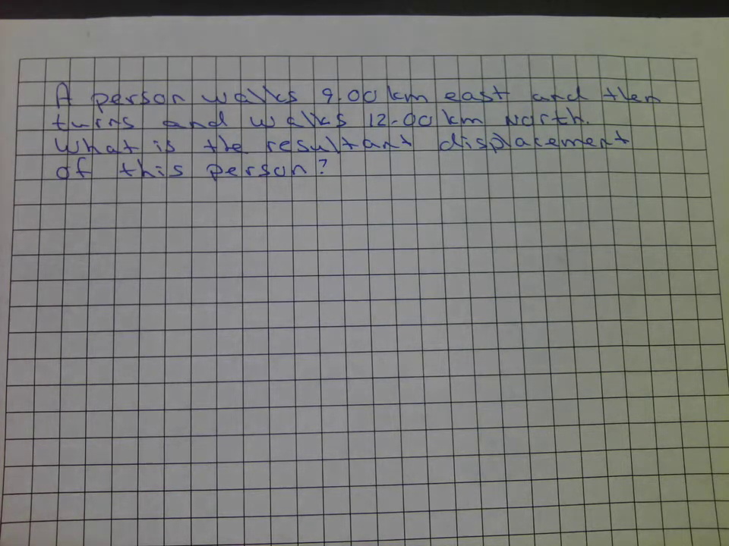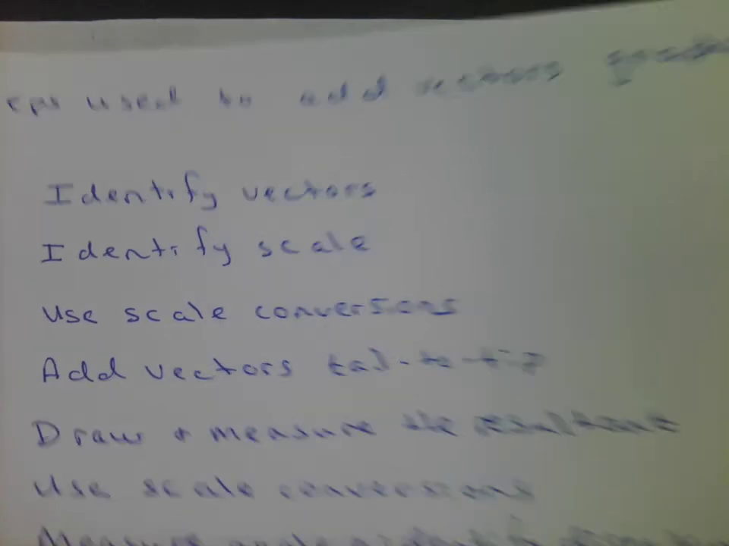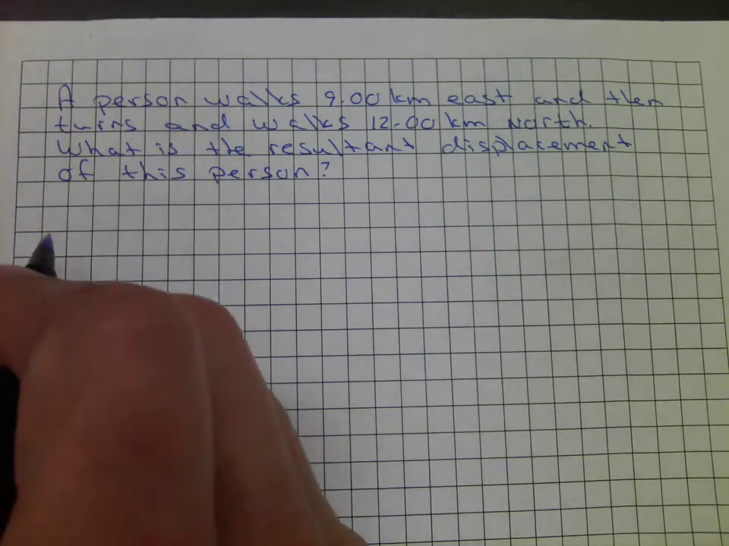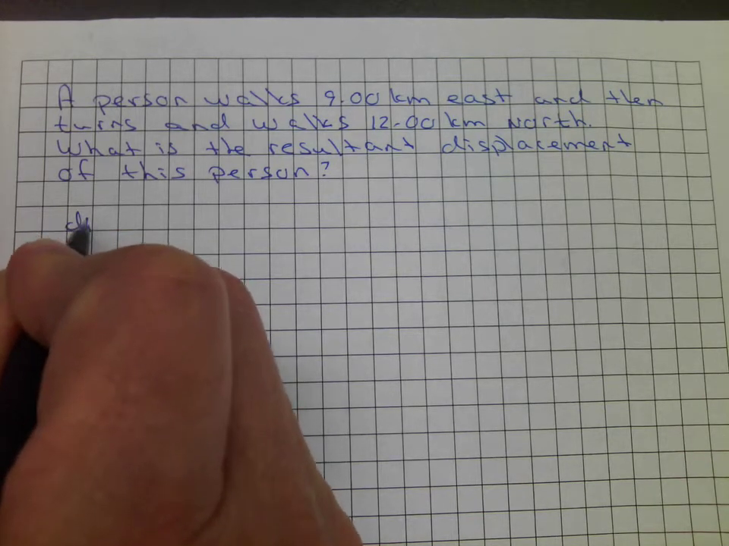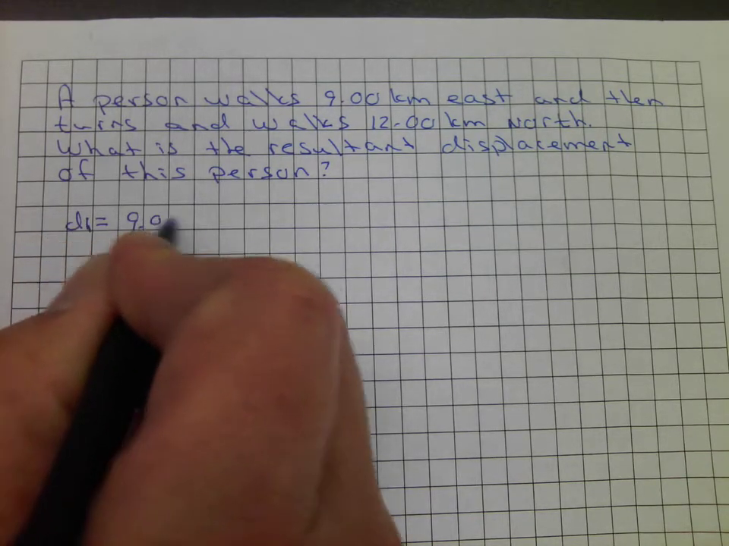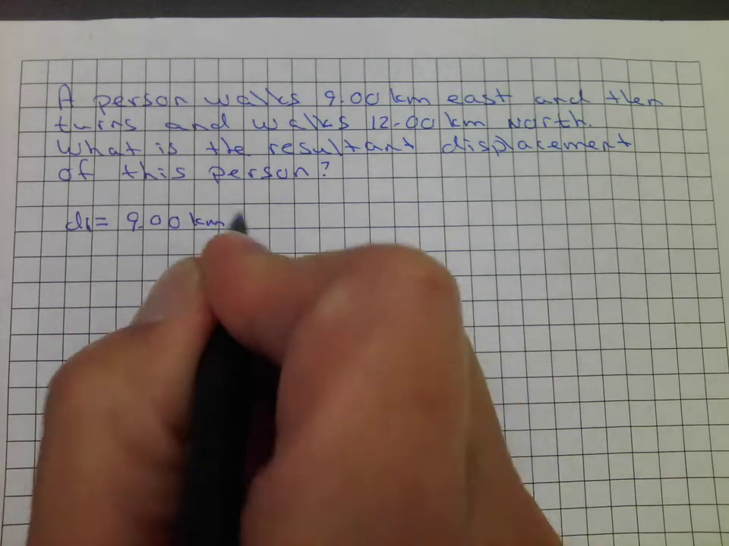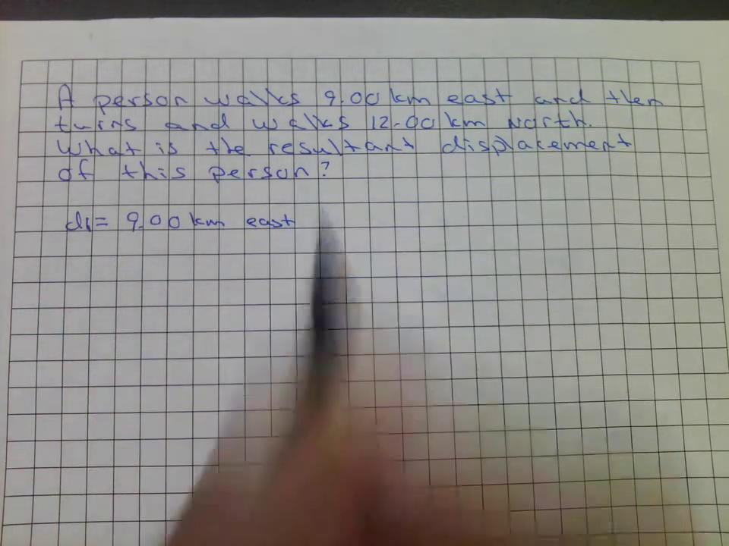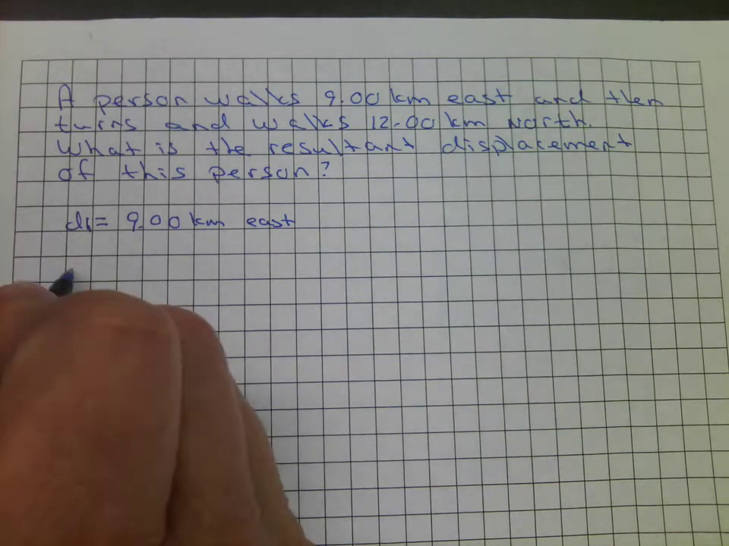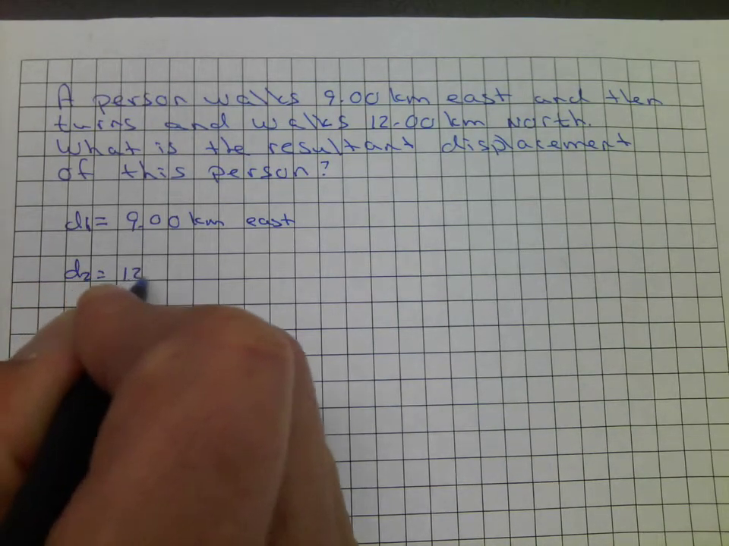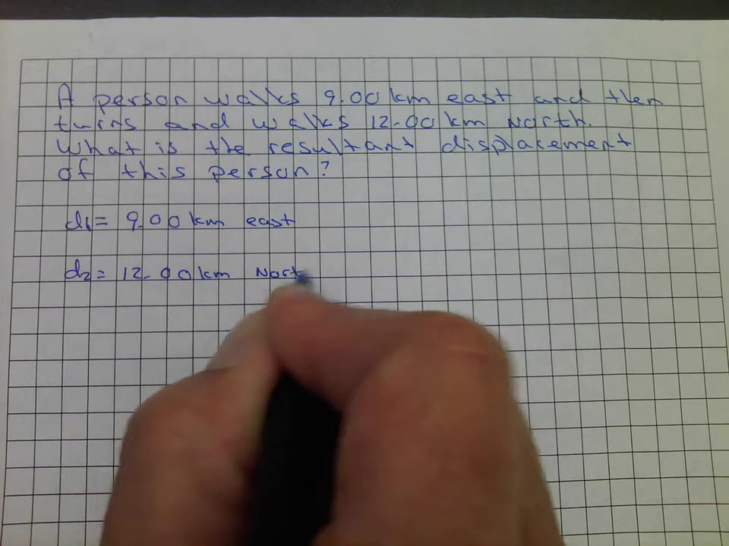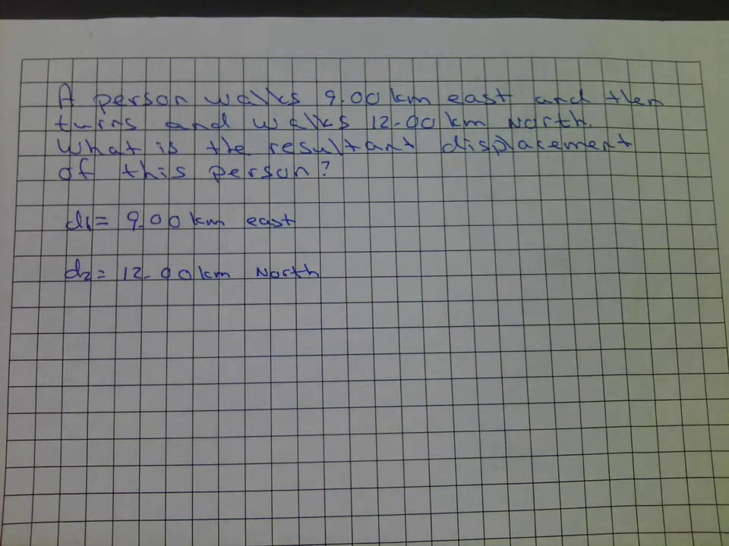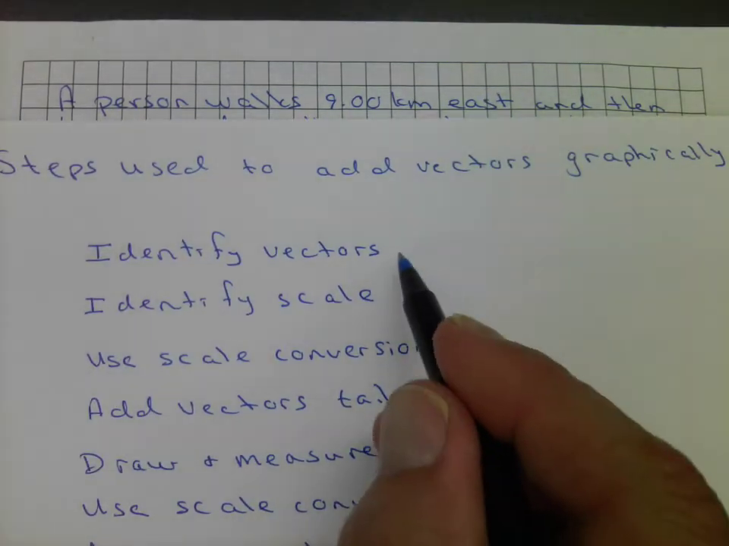The first step is to identify vectors. What we're going to do, we're going to identify the vectors. The first vector we're going to call D1. D1 is equal to 9.00 kilometers, and that is going east. The second vector we have, I'm going to call D2. That's going to be 12.00 kilometers, going north. Okay? That was the first step, identify vectors.